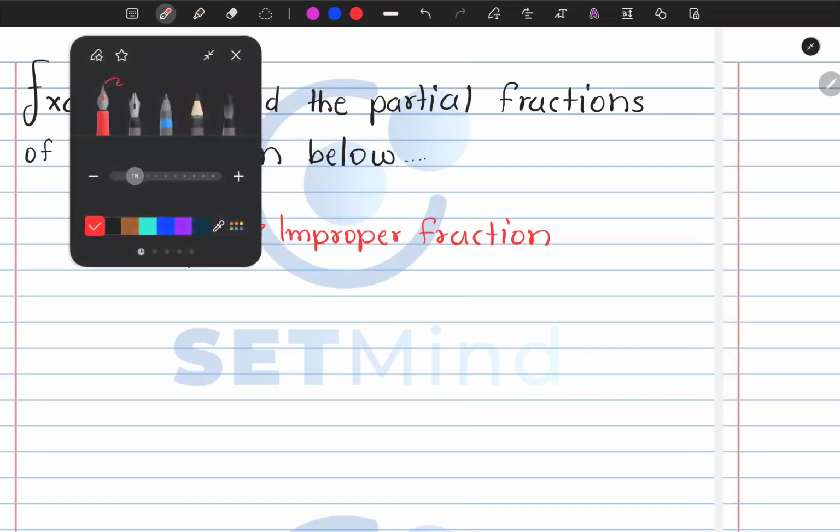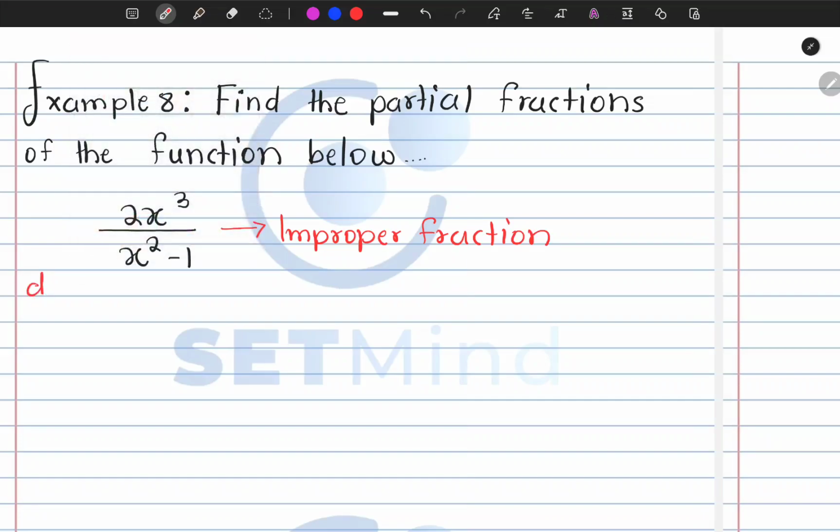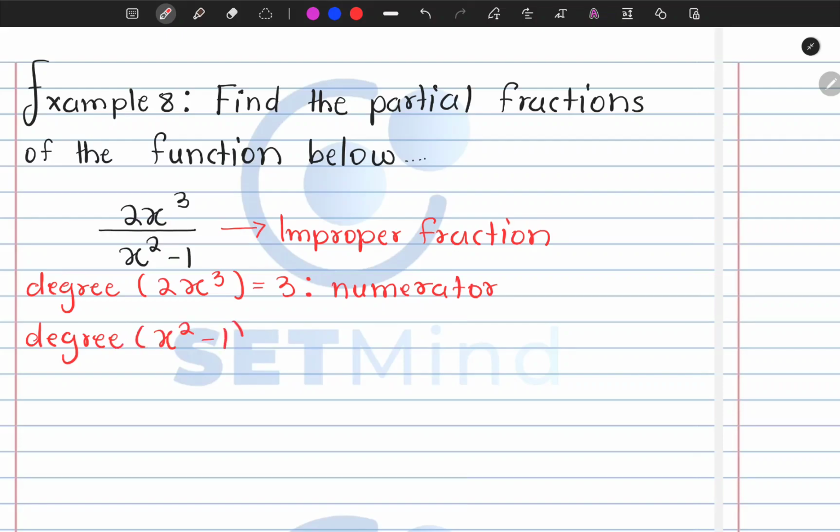Why is it an improper fraction? You should be able to see that it is because the degree of the numerator, or the degree of 2x cubed, is going to give us 3. And this here is our numerator. And when you look at our denominator, its degree, the degree of x squared minus 1, is 2. And this is our denominator.